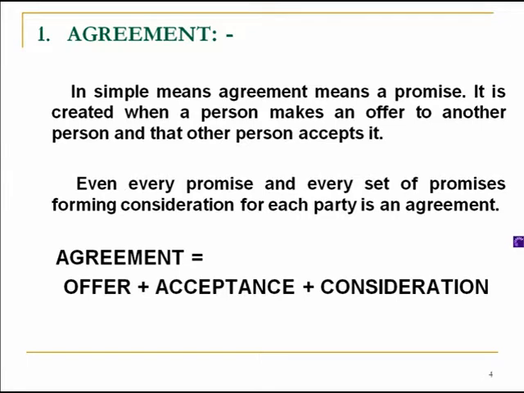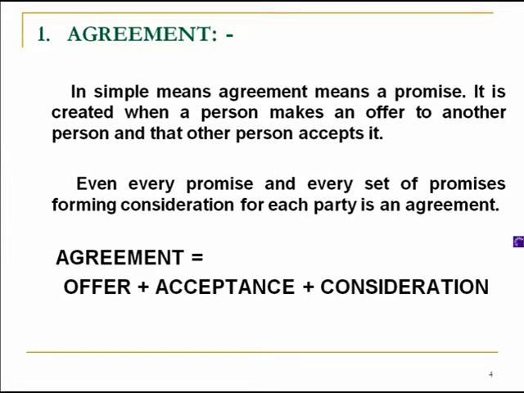It is created when a person makes an offer to another person and that other person accepts it, known as a promise or agreement. Every promise and every set of promises forming consideration for each party of an agreement. So agreement basically is a combination of three important technical terms: one is offer, one is acceptance, and one is consideration.